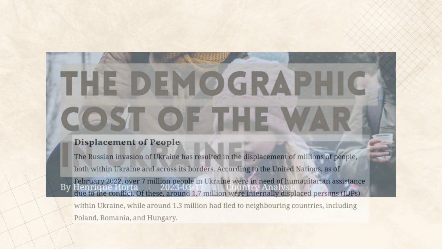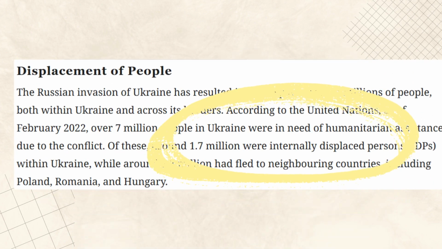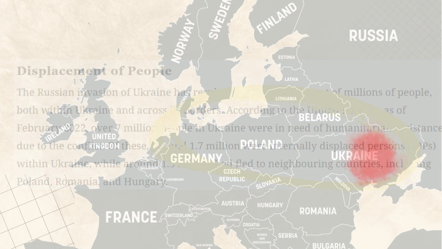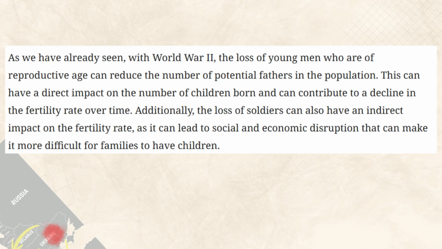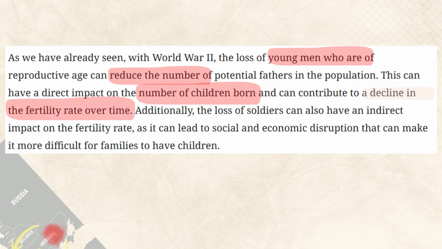War uproots people. More than 1 million had crossed borders to flee the conflict. But war doesn't just move people, it removes them. Mostly, fighting-age men are the ones who die. Losing men in their 20s and 30s means fewer potential fathers and fewer births in the years that follow.